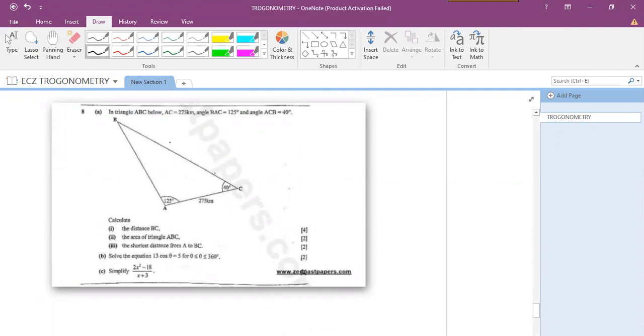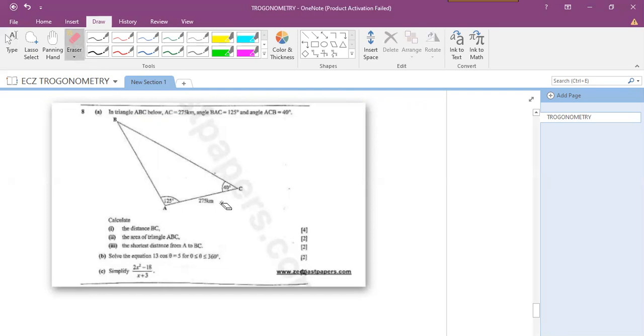Yes. All right, it says in triangle ABC below, we have got this side here, AC, which is 27.5 kilometers. And you have got this angle here, 125, and this angle, which is 40 degrees. And the first question is saying calculate the distance BC. So we want to calculate this distance here, BC.